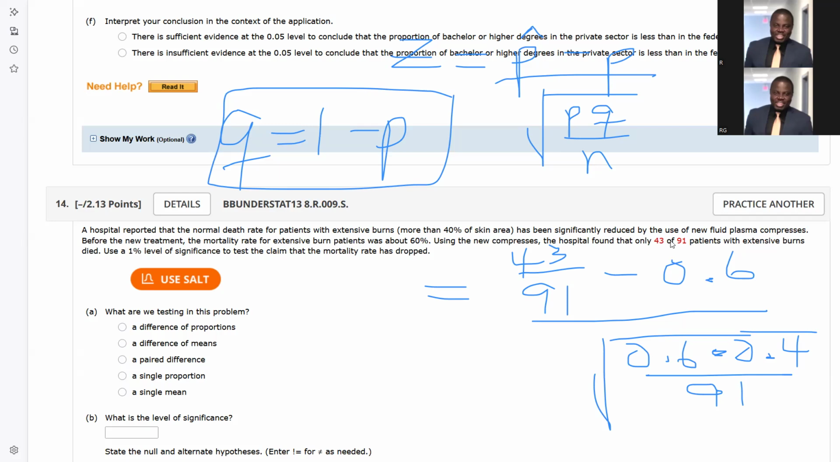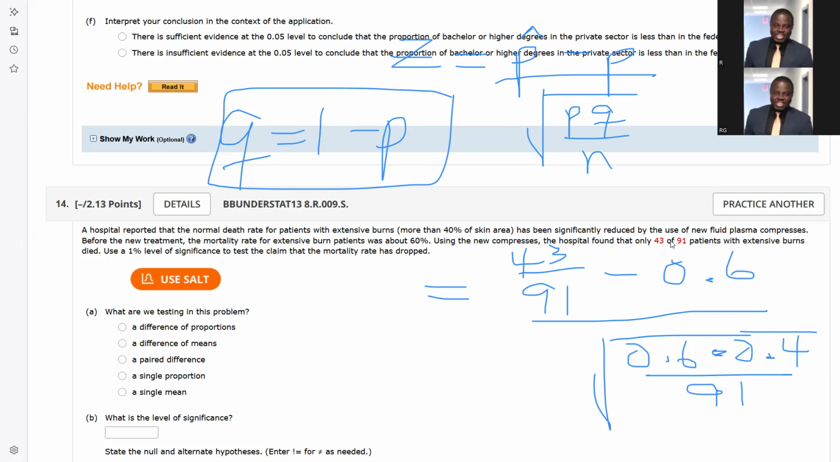Start from the bottom, okay? So 0.6 times 0.4 divided by 91. Whatever you get, put a square root on it, and then write the answer down. And then do the top: 43 divided by 91 minus 0.6. Whatever you get, divide that by what you got from the bottom.